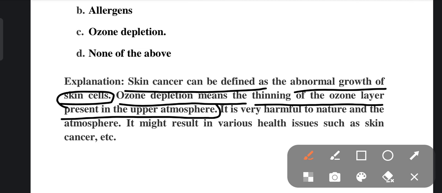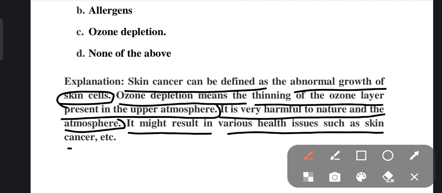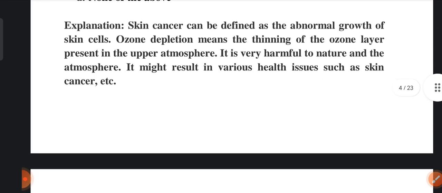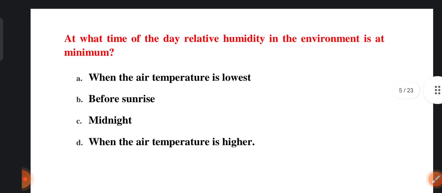So we all know that there is the ozone layer many kilometers above the earth. It is very protective of nature and the atmosphere. So when the ozone layer is damaged, it will affect the plants, animals and humans present on the earth. So it might result in various health issues such as skin cancer and other diseases also. So this is the cause of skin cancer, that is melanoma, due to ozone depletion. Depletion is nothing but damage of the ozone layer.